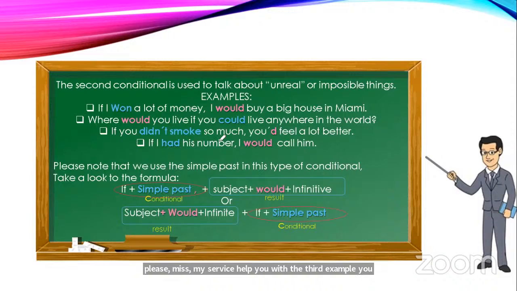If you didn't smoke so much, you would feel a lot better. Exactly. In this case, it's something hypothetical. If you didn't smoke so much. This is something negative. Remember that you use the past simple. I told you. You'll feel a lot better. Okay, so you can use the second conditional, guys, to give advice too.